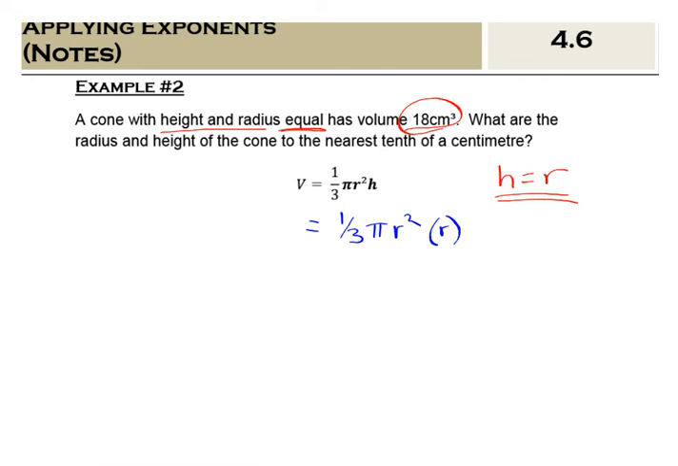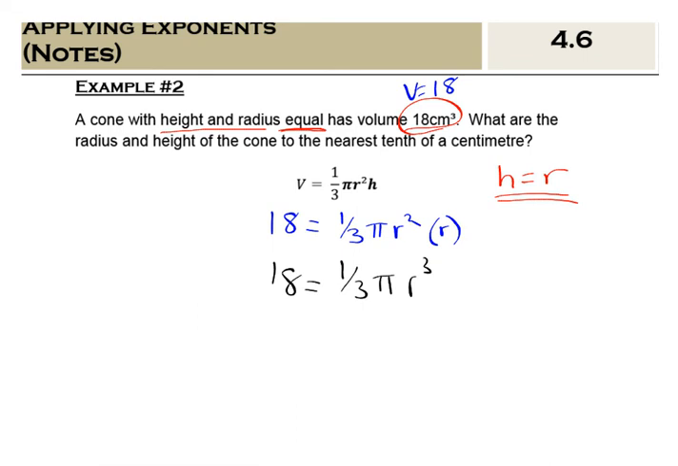The volume, I know what that is. They told me that the volume was 18. So wherever I see a V, I put 18. Let's clean it up a little bit. I got an r squared and an r. R squared times r is going to give me r cubed.